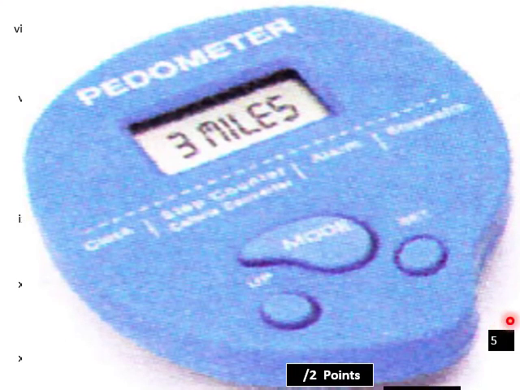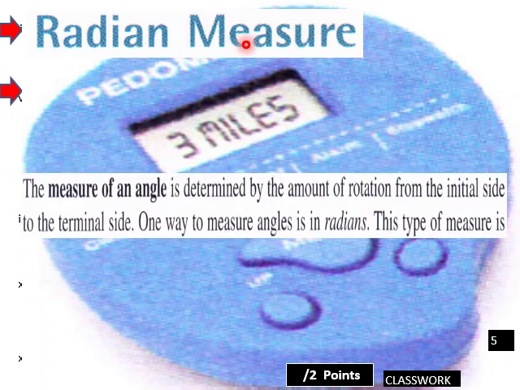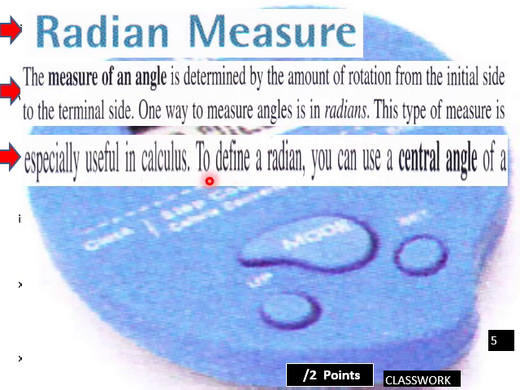Okay, so page 5 on your classwork sheet. Radian measure. The measure of an angle is determined by the amount of rotation from the initial side to the terminal side. One way to measure angles is in radians. This type of measure is especially useful in calculus. We'll get into that later.